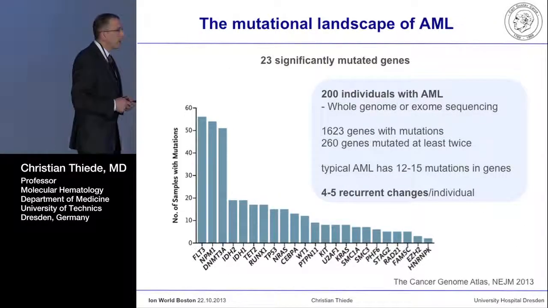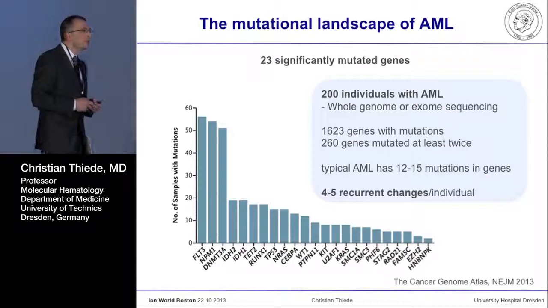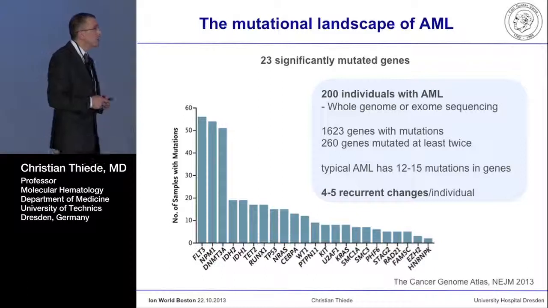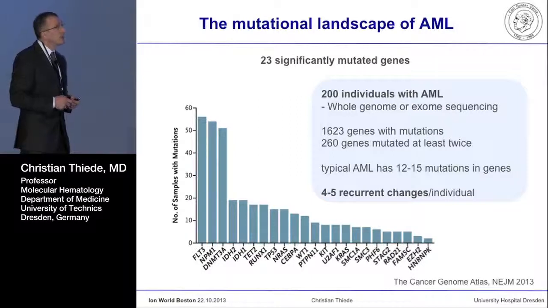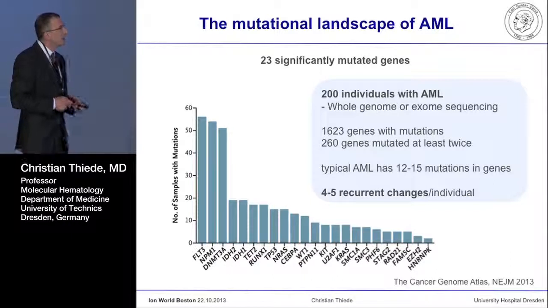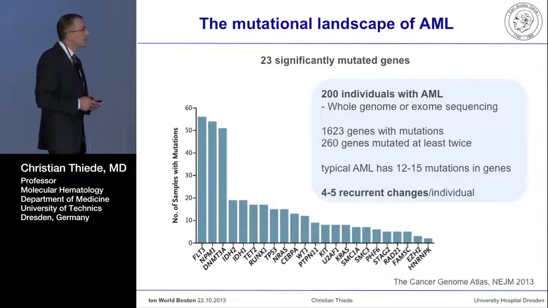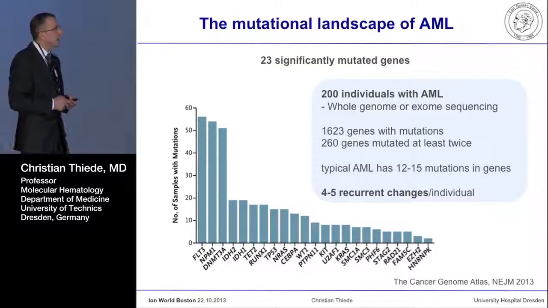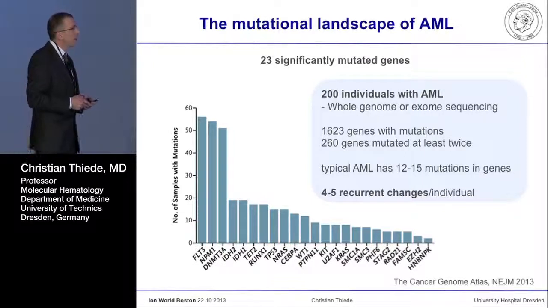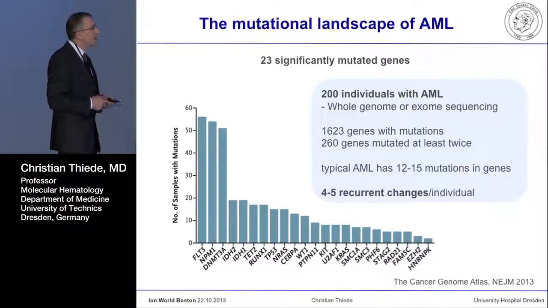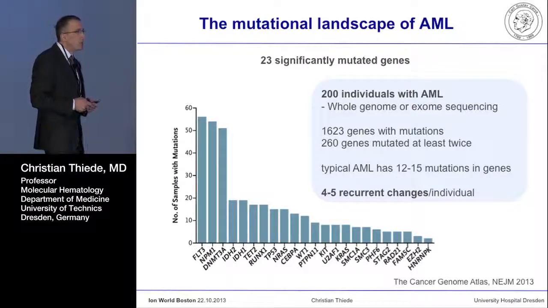This got even more complex, the landscape of AML, with the study recently published by Timothy Ley's group from the University of Washington, within the Cancer Genome Atlas Consortium. This group sequenced 200 patients with AML, either by whole exome or whole genome sequencing, and they could identify 1,600 genes with mutations, and 260 of these genes were mutated at least twice. A typical AML in this analysis has between 12 to 15 mutations in genes, and we could identify 4 to 5 recurrent changes per individual.